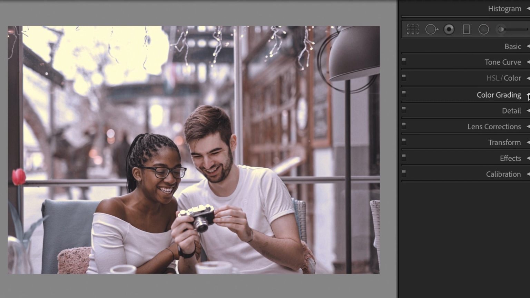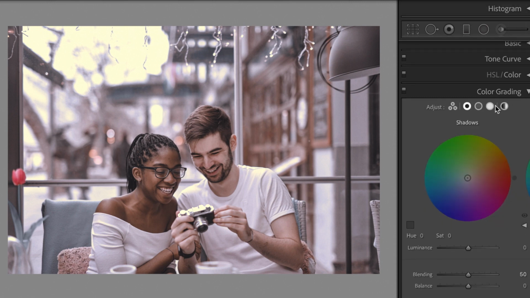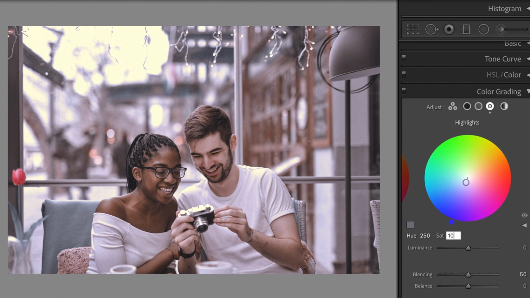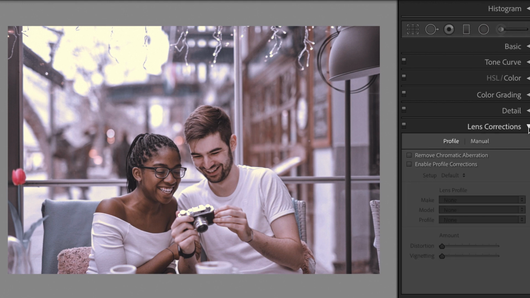Open the color grading section. Change the highlights. Hue, +250. Saturation, +10. Blending, +100. Ensure Remove Chromatic Aberration is ticked in Lens Corrections.